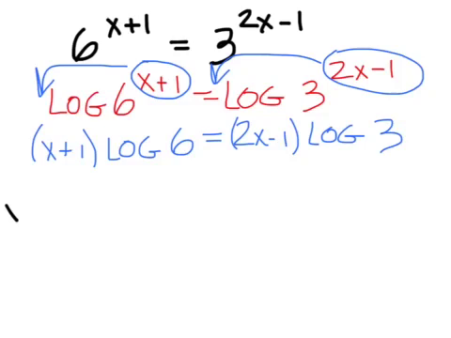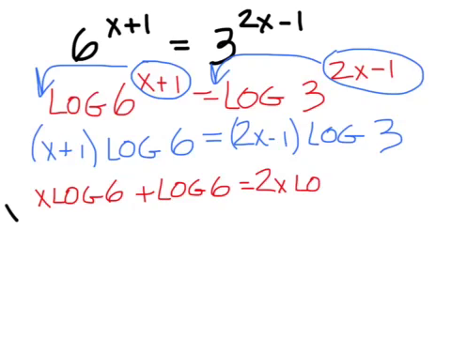Now distribute in each case. You have to multiply x times log 6 and 1 times log 6. You will come up with x log 6 plus log 6. And on the right side you'll have 2x log 3 minus log 3.